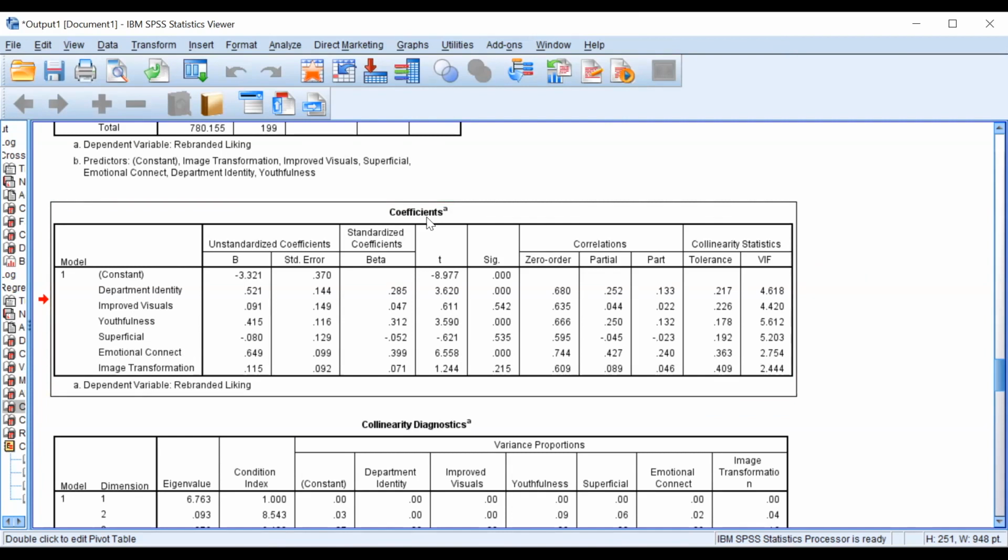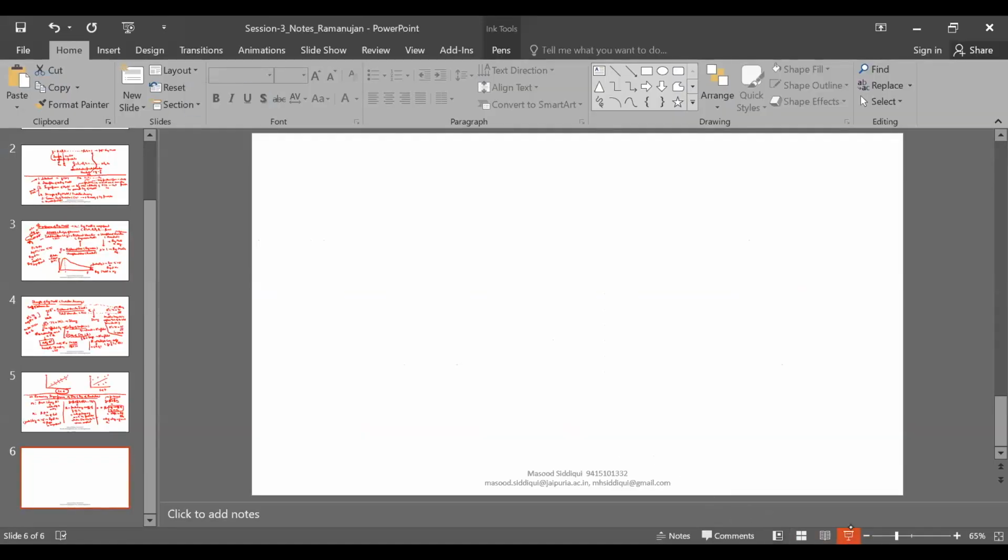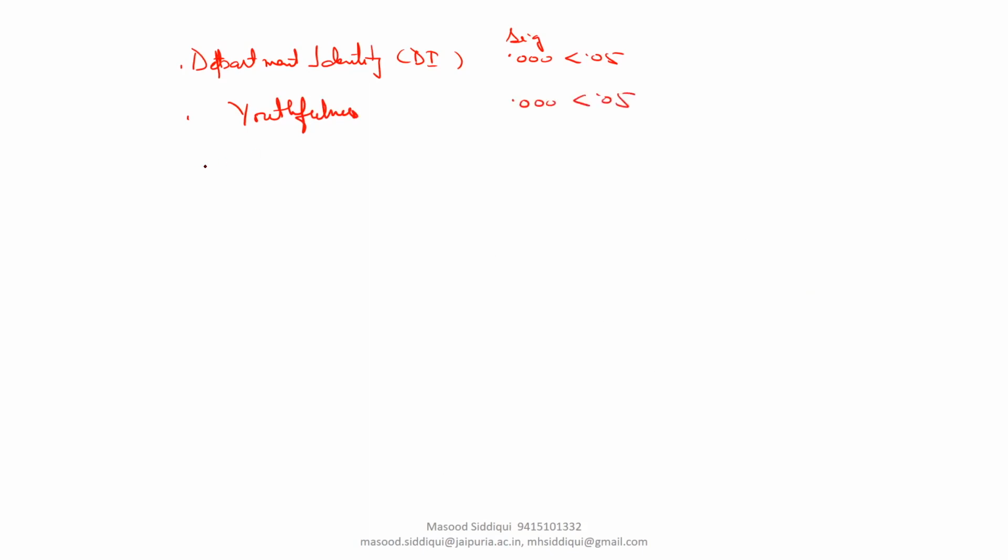Let us write the significant predictors. The first one is departmental identity, DI, because its p-value is 0.000, less than 0.05, so this is significant. The next is youthfulness. Here again the p-value is less than 0.05, so it is significant. Then the third one is emotional connect.